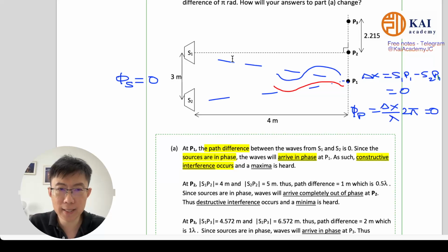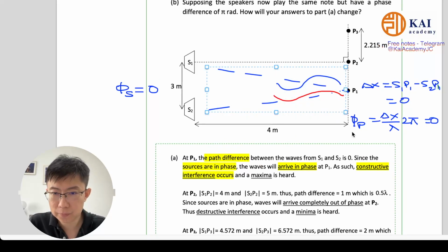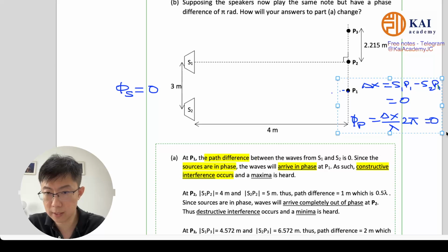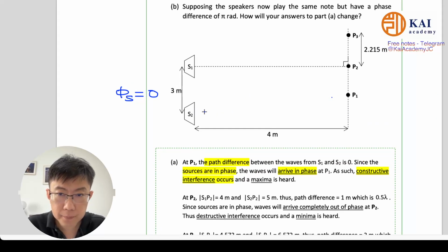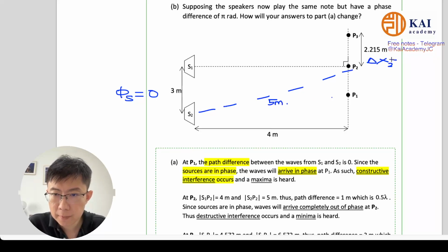Now let's look at P2. Let me erase first so that it's less cluttered. Okay, let's look at P2. P2 is further from S2 than it is from S1. If I use Pythagoras' theorem to find the distance S2 to P2, that will be 5 meters, which means the path difference at P2 is going to be 5 meters minus 4 meters for S1 to P2. So that's going to give us a path difference of 1 meter.